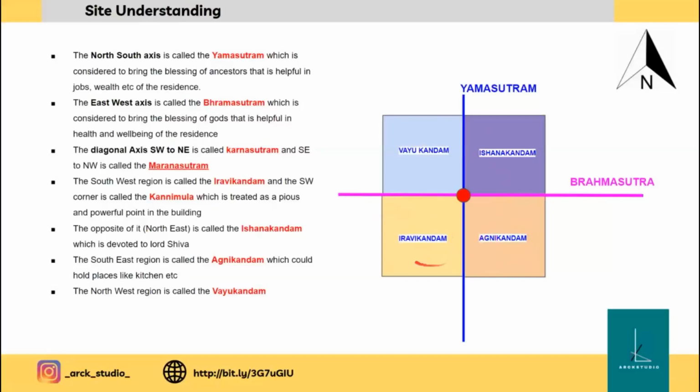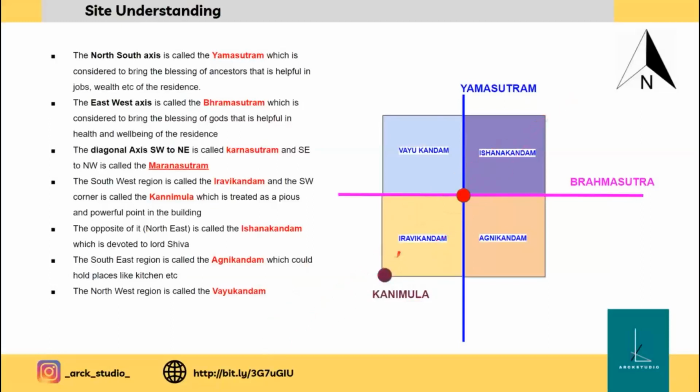And then we have the Iraviganda, which holds one of the most pious positions, in the southwest corner, known as the Kanimula. So basically people say this is a pious region. The reason would be nothing other than the southwest wind that Kerala, or the place, has.